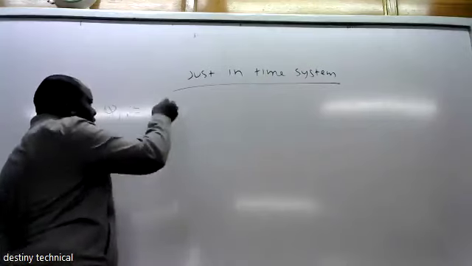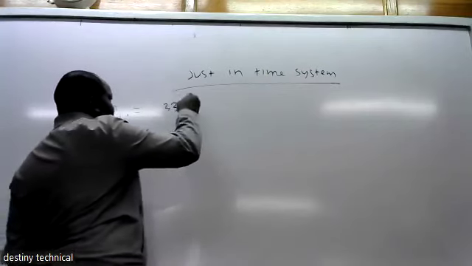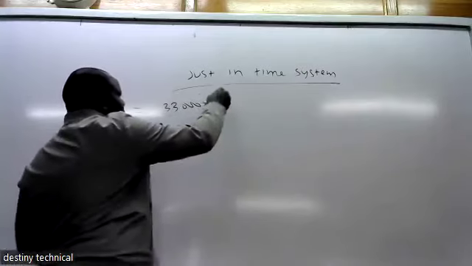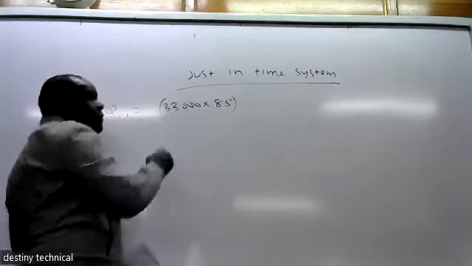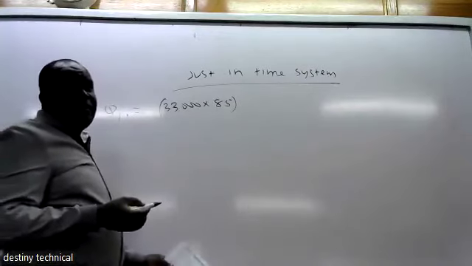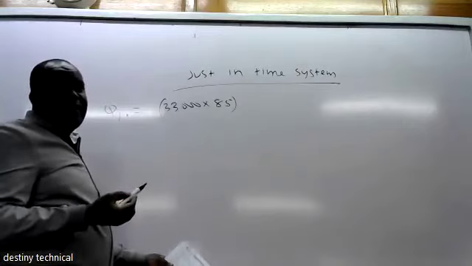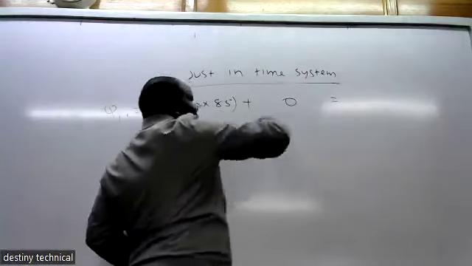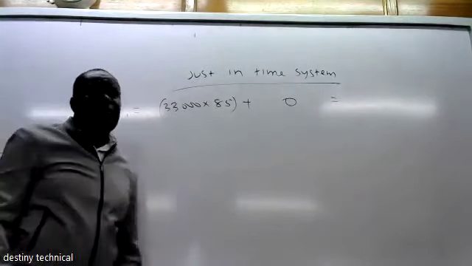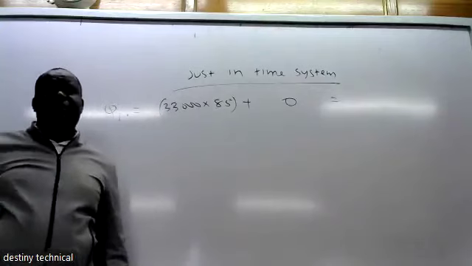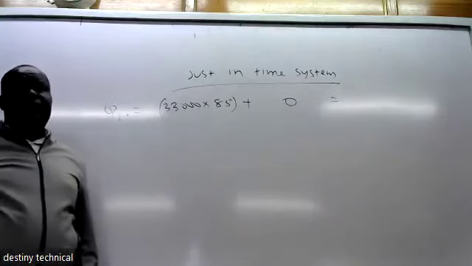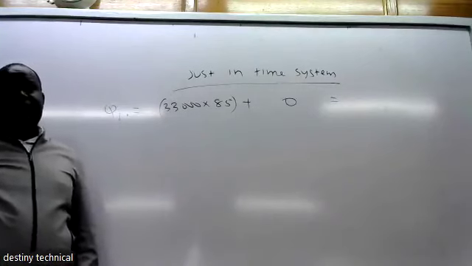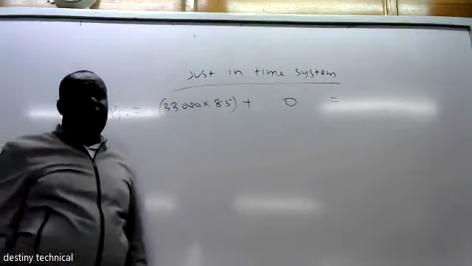So it will be that 3,000 multiplied by 85. You see the cost per unit for quarter one, the 85. So there is no overtime. Overtime cost is zero because it is below 45. So that is now for quarter one.